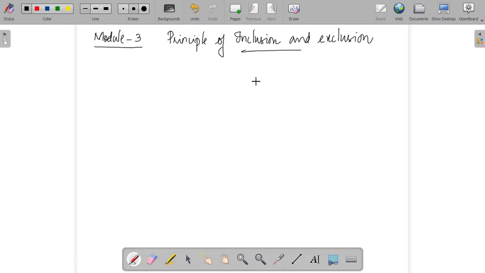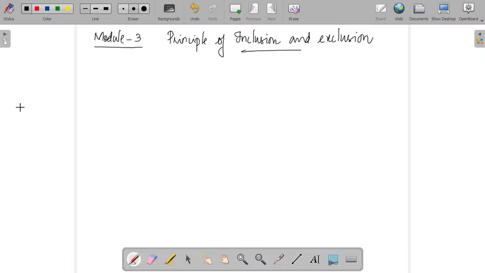So in this module we will mainly see the basic principle of inclusion and exclusion. Then we will introduce what is called the generalized principle of inclusion and exclusion. So we will see different problems where the principle of inclusion and exclusion can be applied. So that is what we will be doing in the third module.